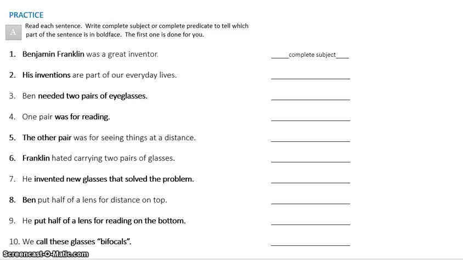In this case, that's what the sentence is about, so that is going to be the complete subject. That is what they've written on the blank. All right? Let's look at number 2. It says, "His inventions are part of our everyday lives." His inventions is in dark print. Now, is that telling what it is doing, or is that telling what it's about? In that case, his inventions is what the entire sentence is about. So in number 2, on the blank you should write complete subject.